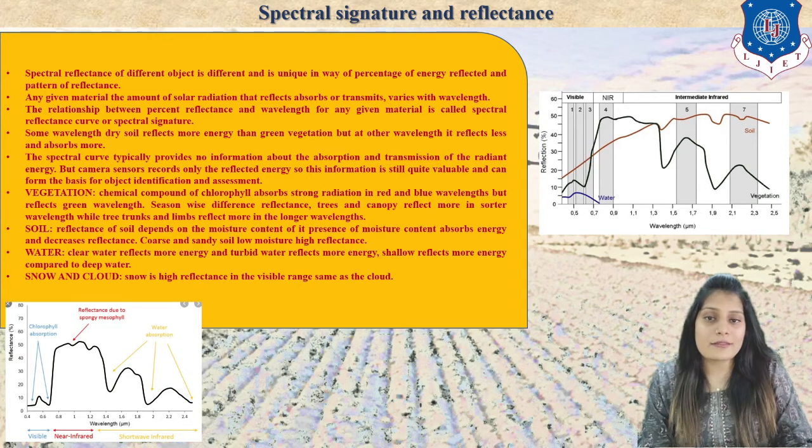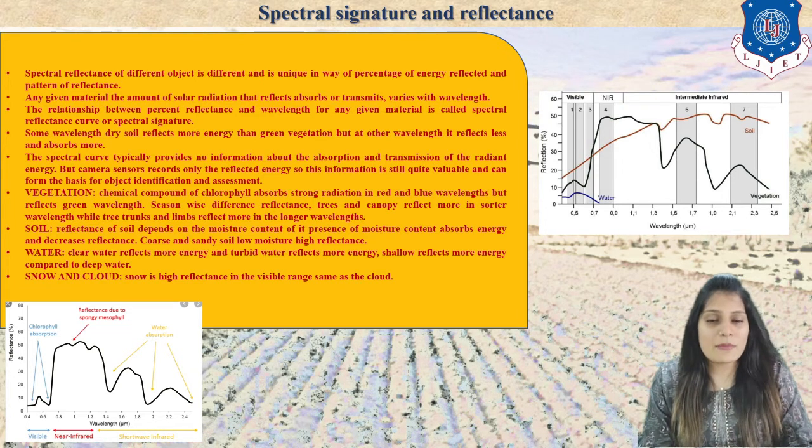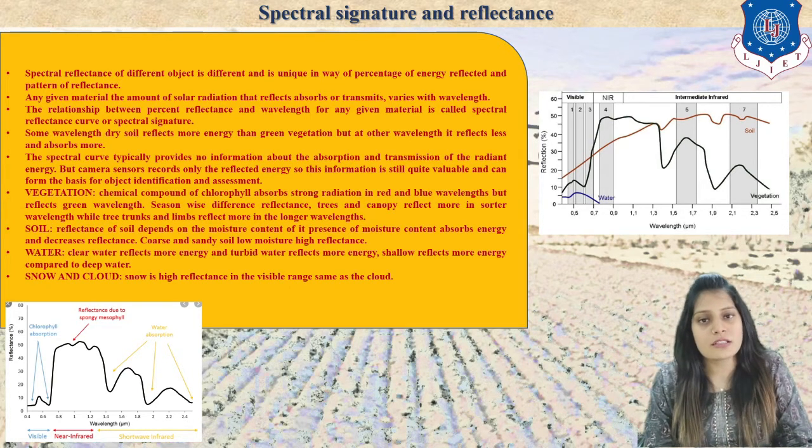So you can make it out in which range it is reflecting and in which range it is not reflecting, right? So these characteristics we can make out about the water. Similarly, we have for the soil. What does soil say? We have discussed low moisture content and high moisture content, and for the vegetation, how chlorophyll is present. You can discuss about it. Each feature is properly indicated.